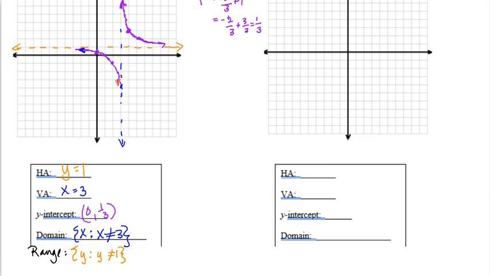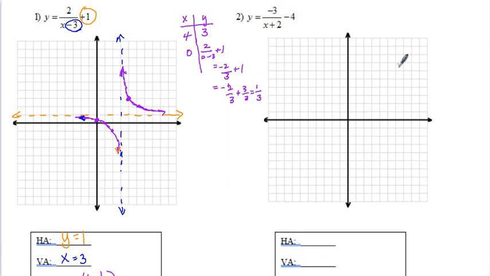So let's look at this other example here. Let's talk about the h, k shifts here. We've got this shift here of an asymptote going to the left 2. So we go left 2 for the vertical asymptote.